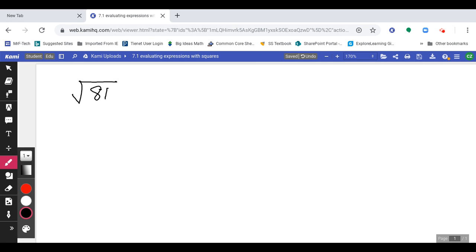Okay, sometimes you may see this negative outside. That's minus the square root of 81. Well, I square root this as 81. The square root of 81 means that you need to find a number that multiplied by itself will give you 81. And I know that to be 9. So that tells me that 9 squared is equal to 81. Okay?